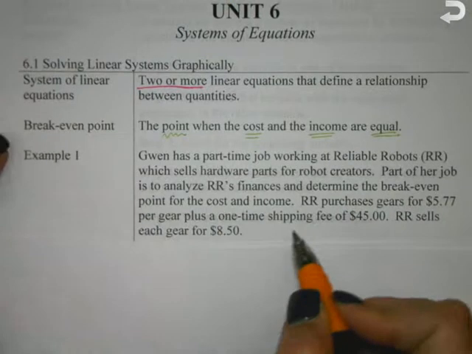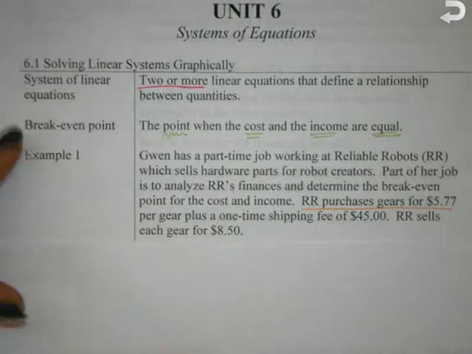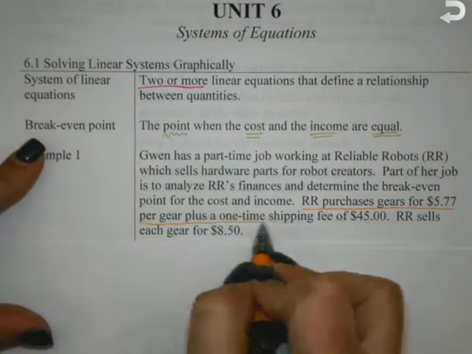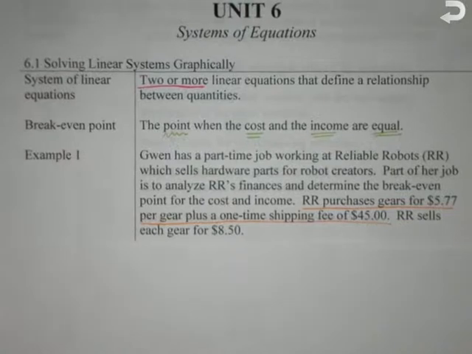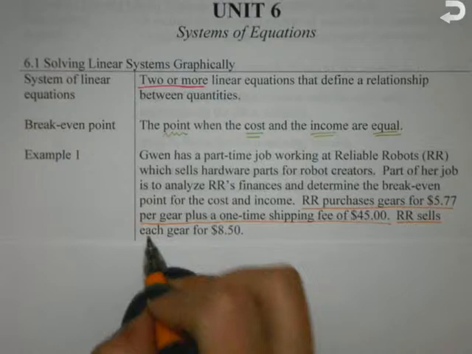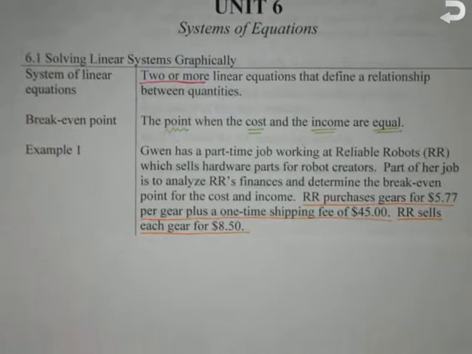Here's what I want you to write. RR purchases gears for $5.77 per gear plus a one-time shipping fee of $45. I want you to write that. I also want you to write that RR sells each gear for $8.50. So you only need to write those last 2 sentences, okay?